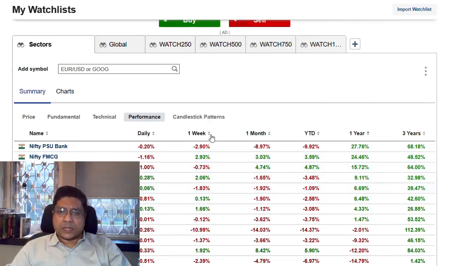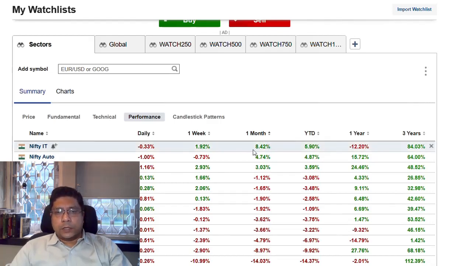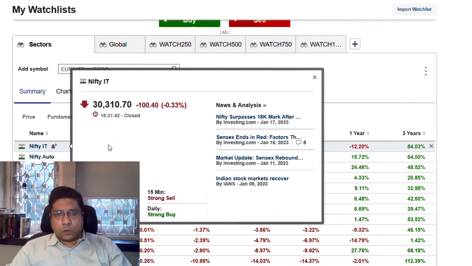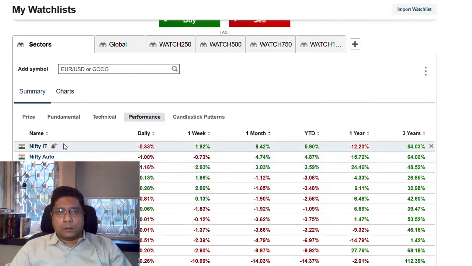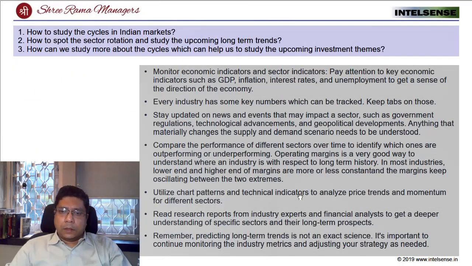This will give you a sense of which sectors are picking up. Typically, the 1 month is a very good indicator, which tells you that then you can drive deeper and see what is happening. Then go back and look at the margins, and the other things that we talked about. See the management commentary that I spoke about. So chart patterns, indicators, simple price momentum for different sectors will give you a reasonably good sense of which sectors are looking good.